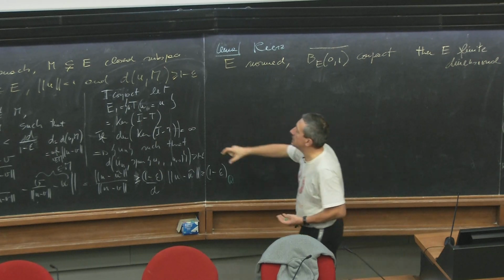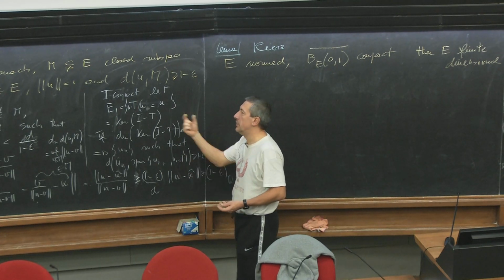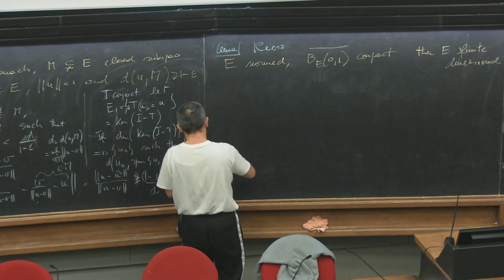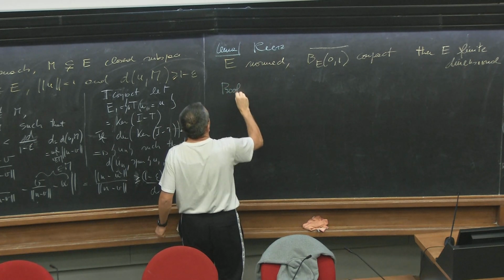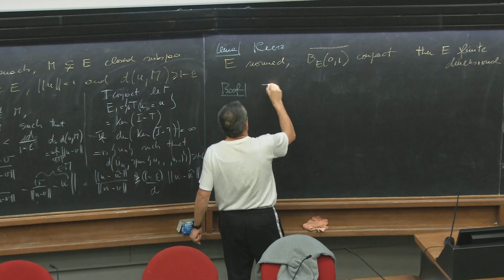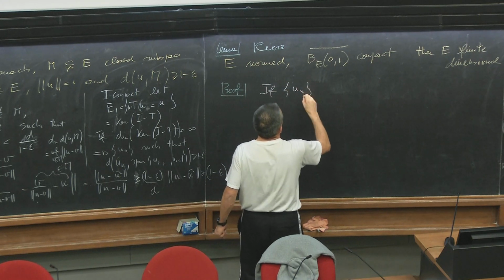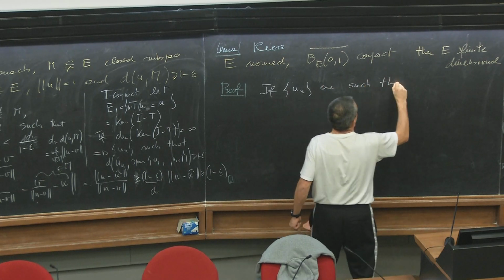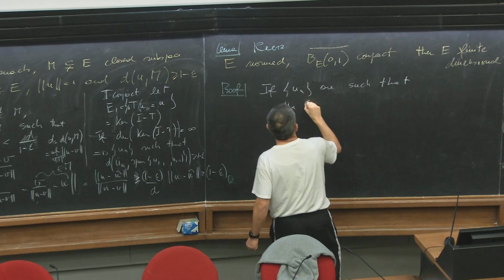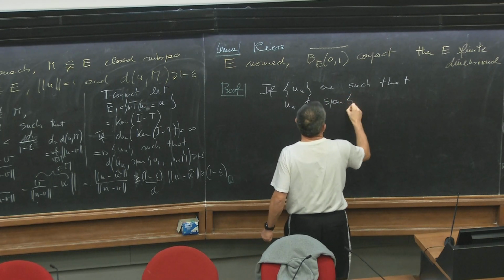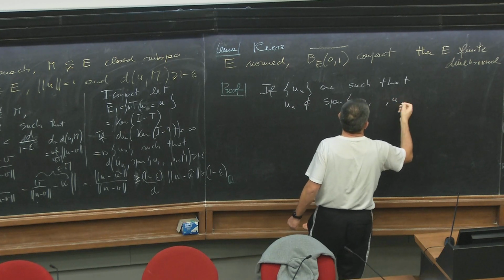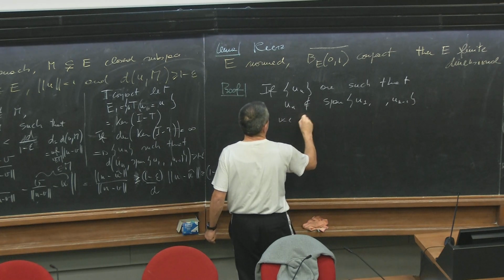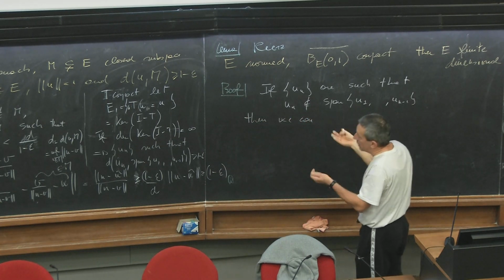And the argument is already stated here, no? So if you have infinitely many, so the proof, the sketch, if the u_n are such that u_n does not belong to the span of the first ones, then we can almost orthogonalize it in this sense.